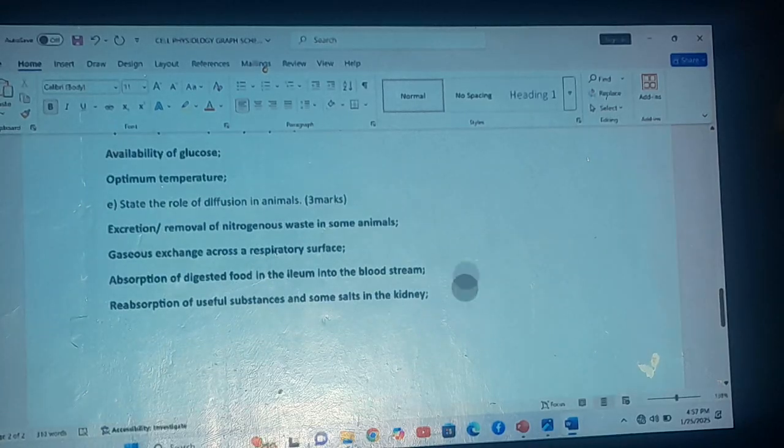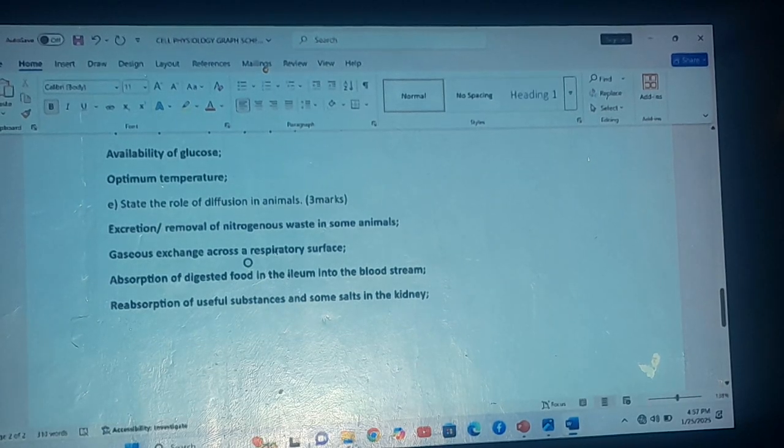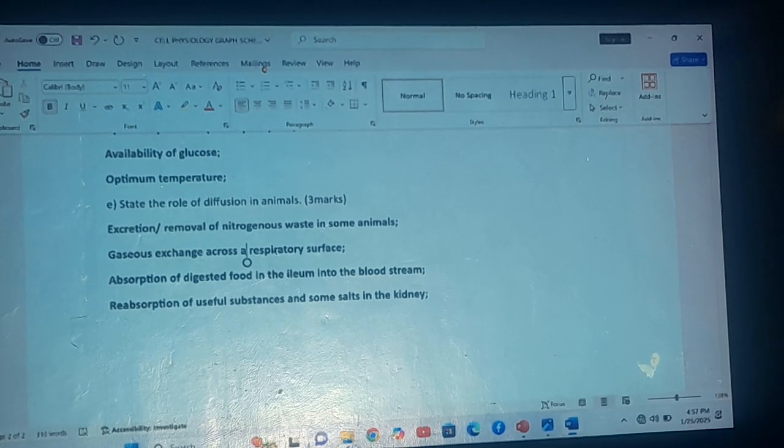That is it, and that is the end of our 20 mark graphical question on active transport based on oxygen.